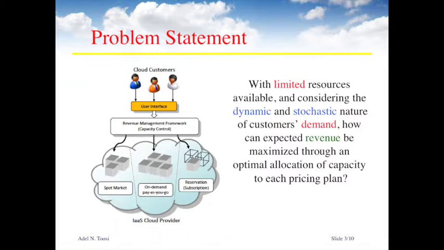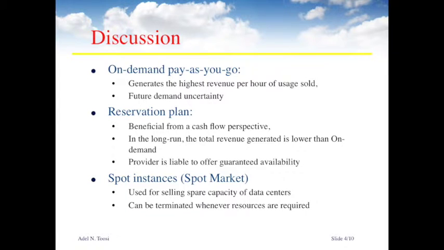The problem we are going to tackle in this paper is, with limited resources available and considering the dynamic and stochastic nature of demand, how revenue can be maximized by optimal allocation of capacity to each pricing plan. On-demand requests generate the highest revenue, so we should accept them as much as possible. Spot instances can be terminated whenever underlying resources are required. So to tackle the problem, we do admission control for reservation requests.